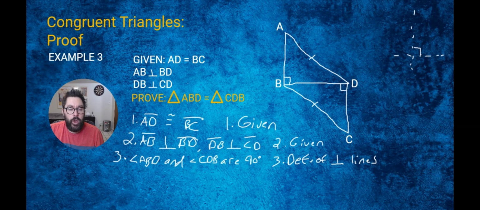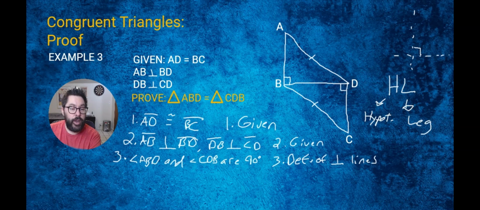As soon as you're working with triangle proofs, and as soon as you get into right triangles, there's a new theorem that opens up. And it's HL. H stands for hypotenuse. I'll abbreviate it as hypot. And L stands for leg.